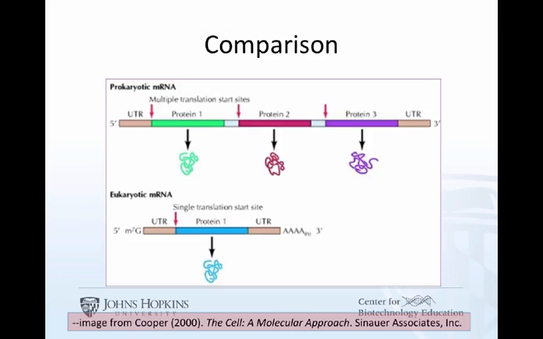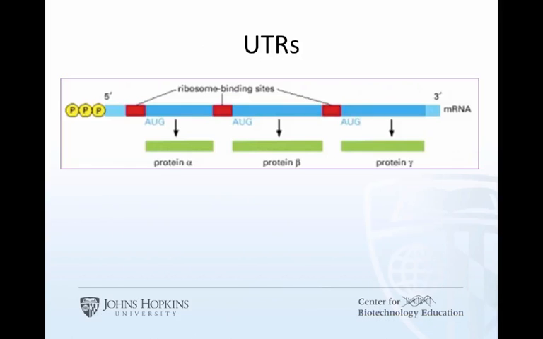And here's what it looks like. The diagram's a bit fuzzy, but it displays the concept well. The prokaryote is at the top, and the eukaryote is at the bottom. Prokaryotes tend to do it this way for efficiency. Here's a similar diagram, but you can see the untranslated regions, or UTRs, at either end.